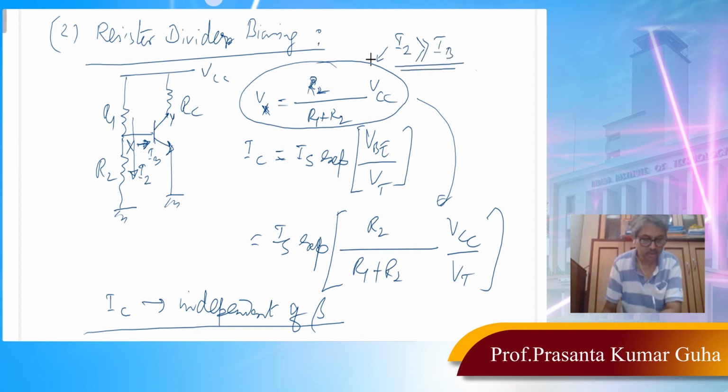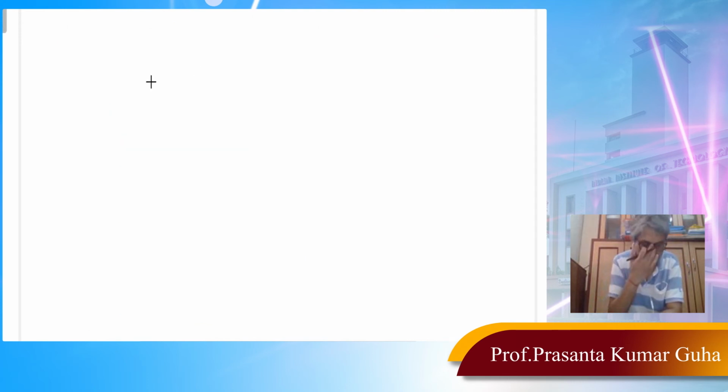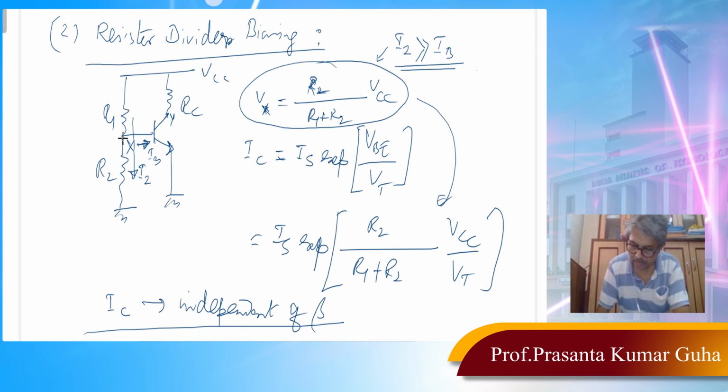Okay, but if this assumption is not valid, we need to redraw, we need to recalculate this in the form of V Thevenin and R Thevenin. Okay, you probably remember how to calculate Thevenin voltage and Thevenin resistance, I mean the Thevenin equivalent circuit of this. We can write V Thevenin by opening this amplifier circuit at point X. Okay, and see the open circuit voltage at point X.